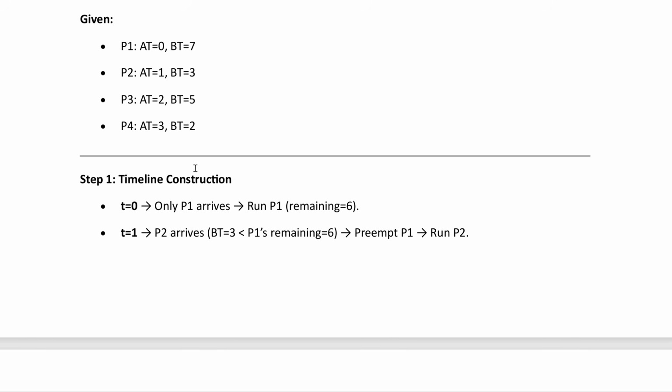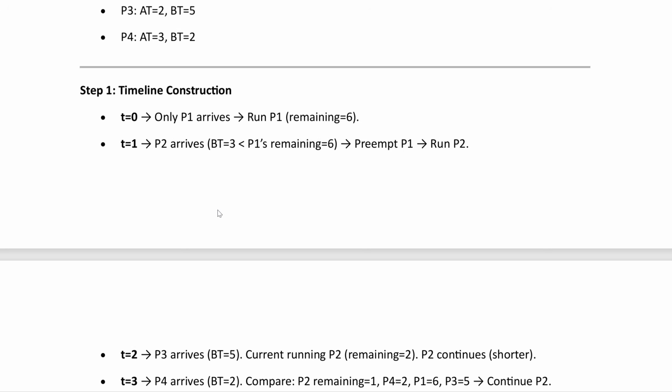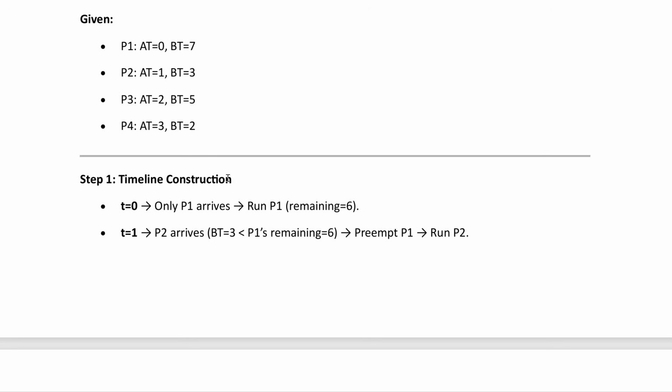So P2 will arrive, and P1 will now be preempted. That's why it is known as preemptive. SRTF, shortest remaining time first, is the preemptive version of the CPU scheduling algorithm. So P1 will be preempted. The CPU will be taken away from P1 and given to P2. So P2 will now run again for only what?